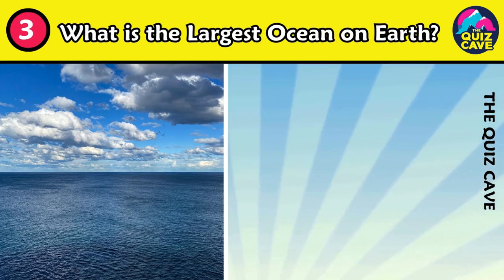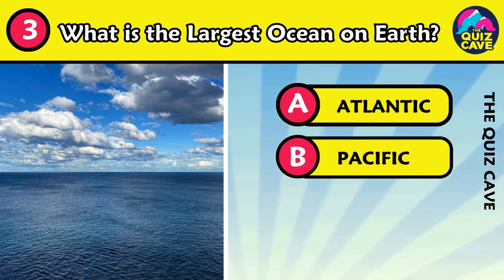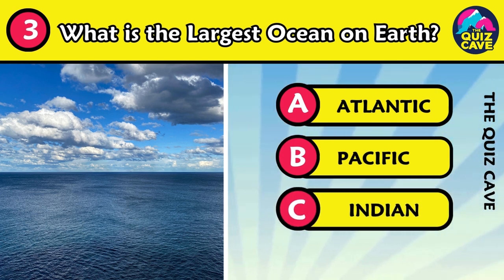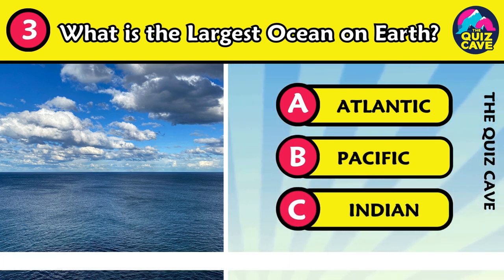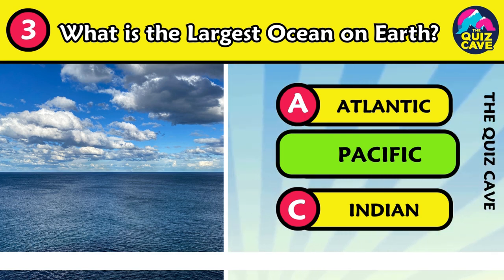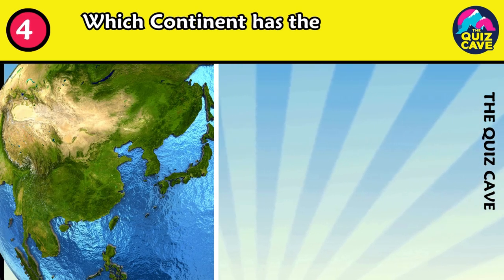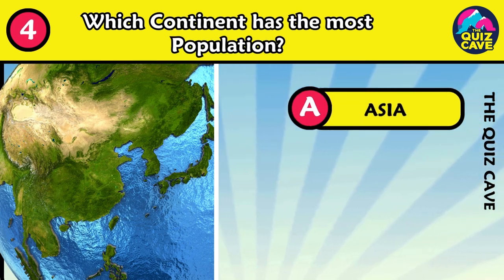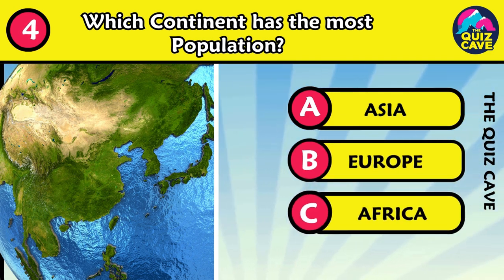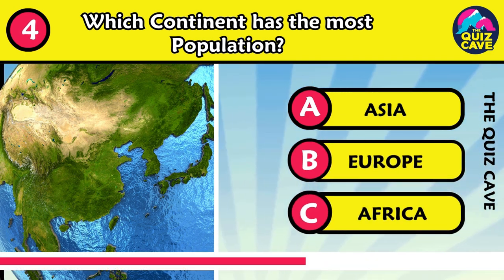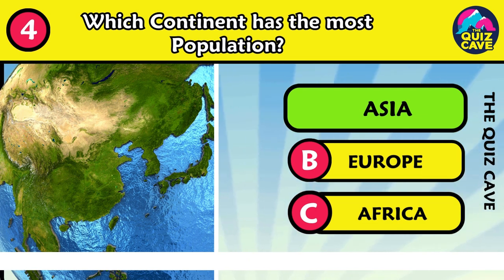Name the largest ocean on Earth. It's Pacific Ocean. Well done. Which continent has the most population? It's Asia. Bravo.